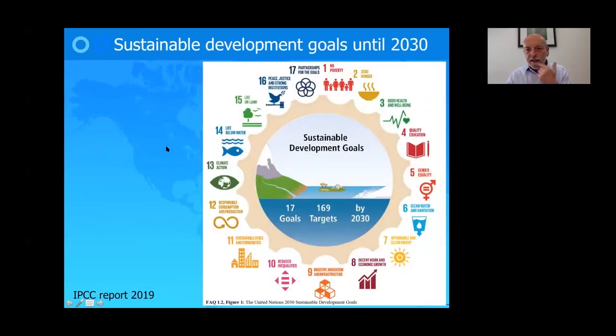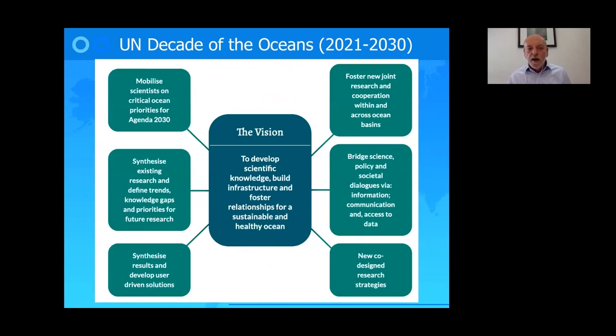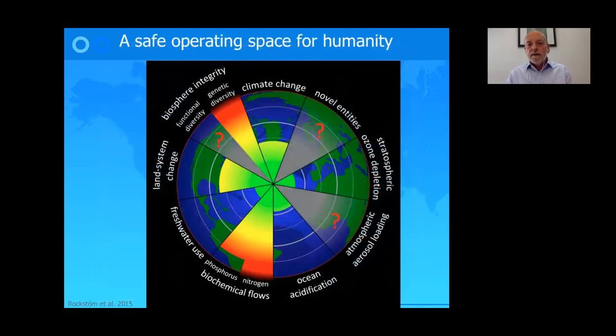So there is a good reason that the United Nations have formulated the sustainable development goals until 2030, and one of them is sustainable development goal 14, which is life below water. We are now just at the beginning of the United Nations Decade of the Ocean, which runs until 2030, with the vision essentially to increase awareness of what the ocean means for us as human beings, to foster not only scientific exchange but also interactions with stakeholders, and basically to arrive at a sustainable use of the ocean, because this is definitely required.